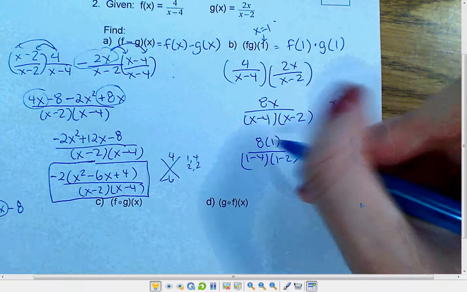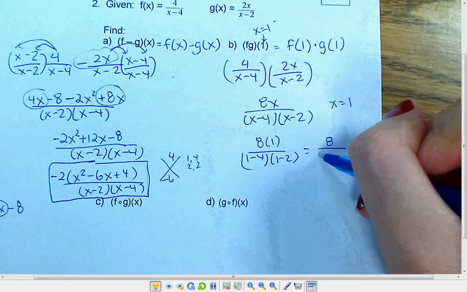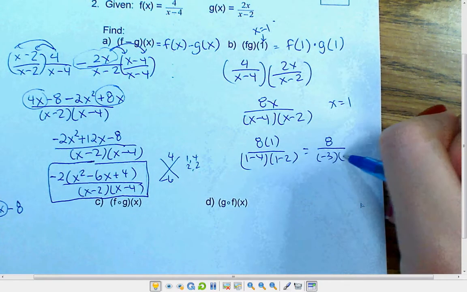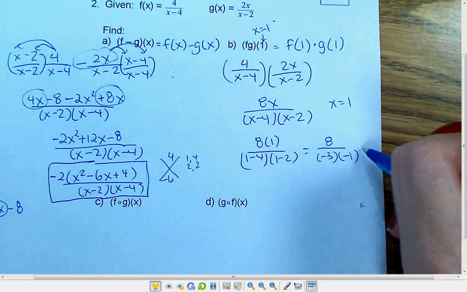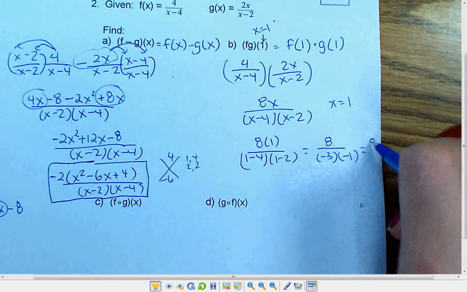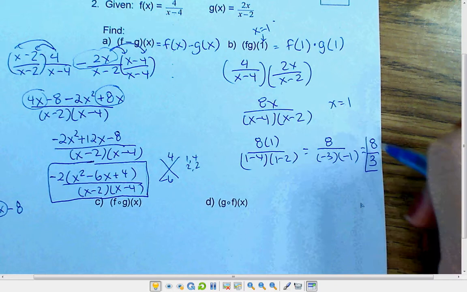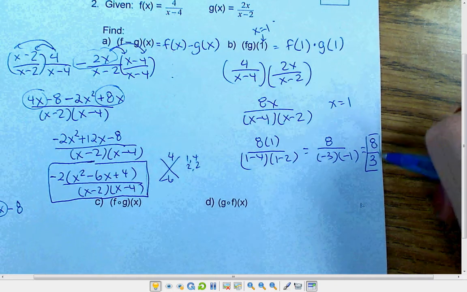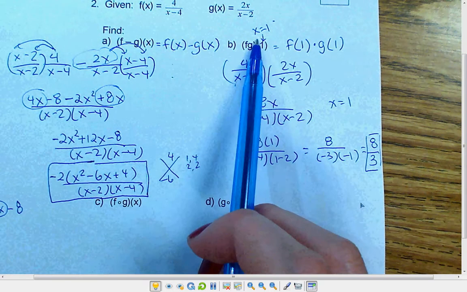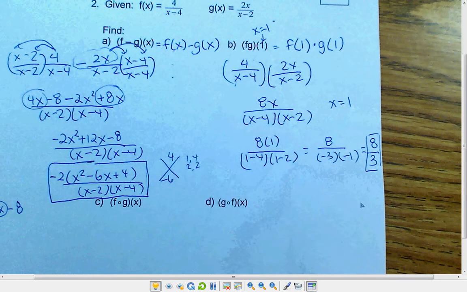And then I'm going to simplify. So 8 times 1 is 8. 1 minus 4 is negative 3. 1 minus 2 is negative 1. So this is 8 over positive 3. And there's my answer for this. So whenever they give you an x value, you're just going to plug it in to get to your final answer.